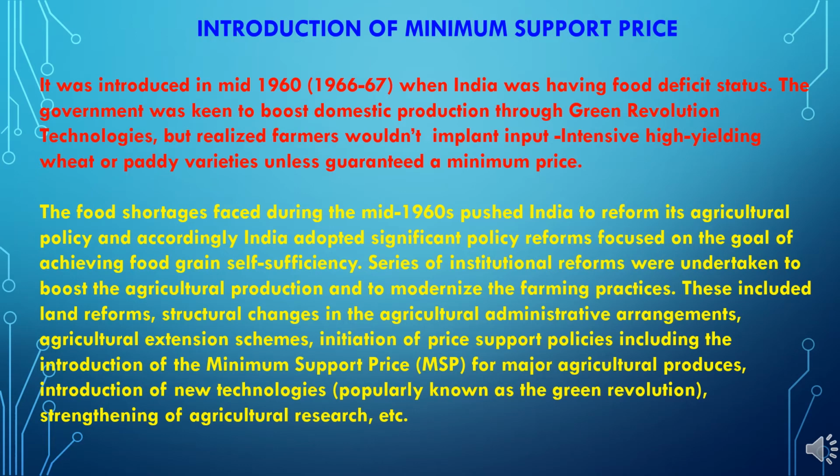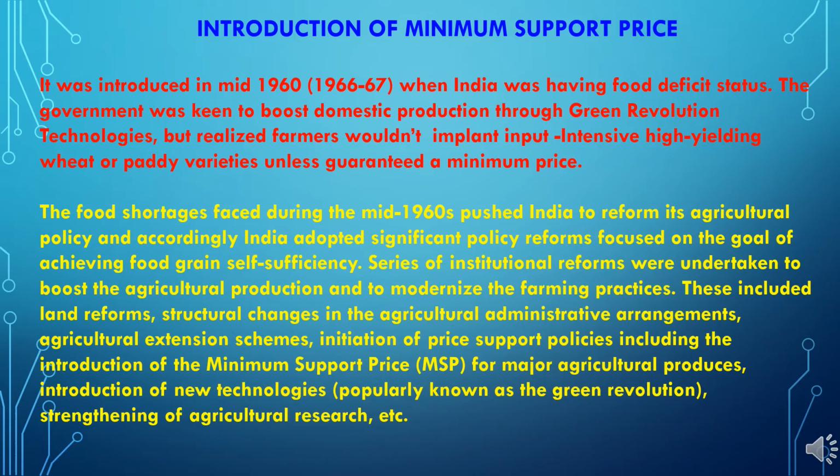Introduction of minimum support price. Minimum support price was introduced in mid-1960s and it was announced first time in 1966-67 when India was having food deficit status. The government was keen to boost domestic production through green revolution technologies but realized farmers would not implant input-intensive high-yielding wheat or paddy varieties unless guaranteed a minimum price.